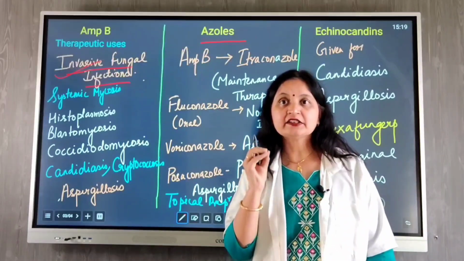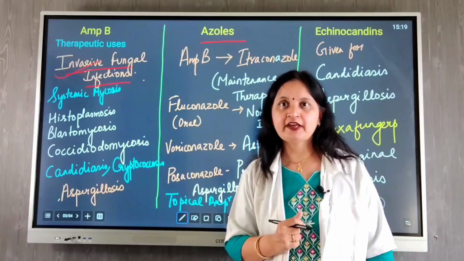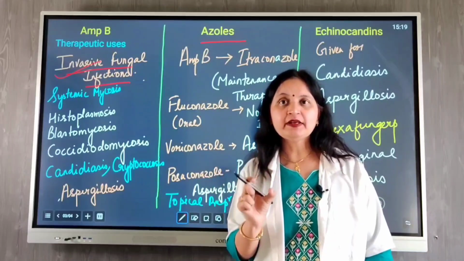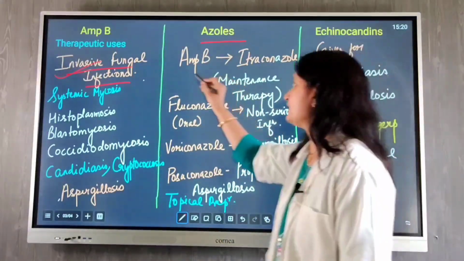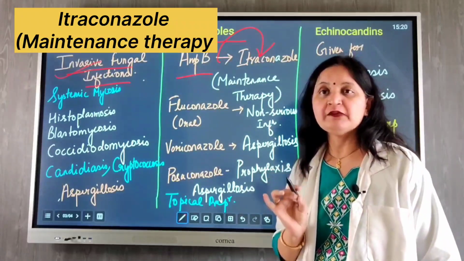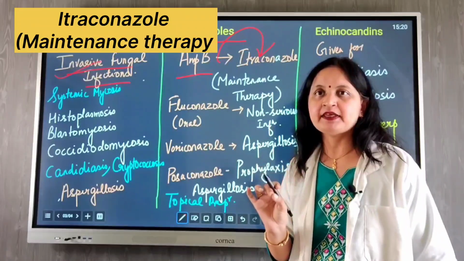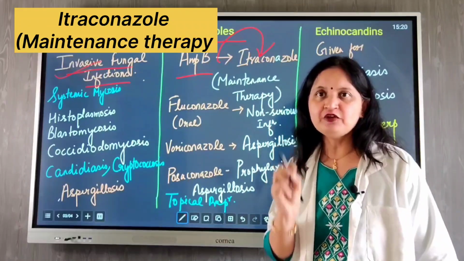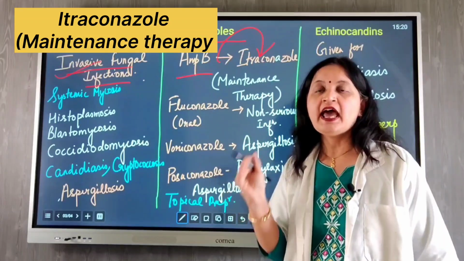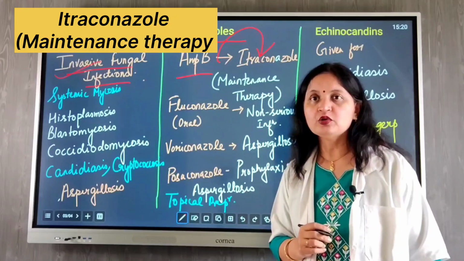So, itraconazole has replaced ketoconazole and is preferred for treating systemic fungal infections. In case of a serious systemic fungal infection, treatment is initiated with Amphotericin B and later switched to itraconazole, which is available as a parenteral formulation, and it is used as maintenance therapy. So, serious infection, Amphotericin B is the drug of choice, can be switched to itraconazole, and it can be used as maintenance therapy. So, what about the role of fluconazole?